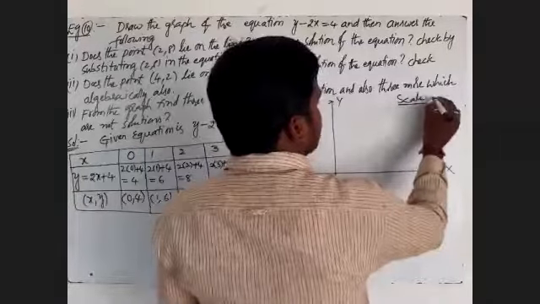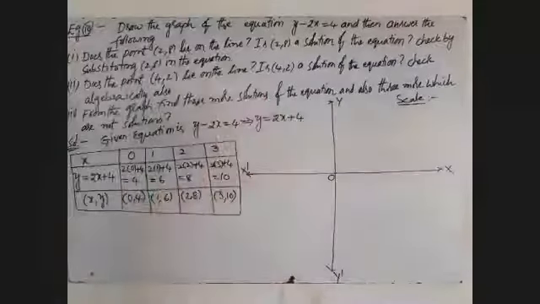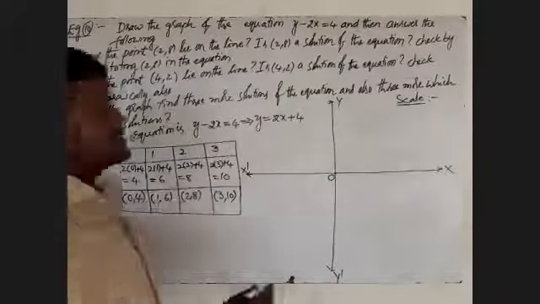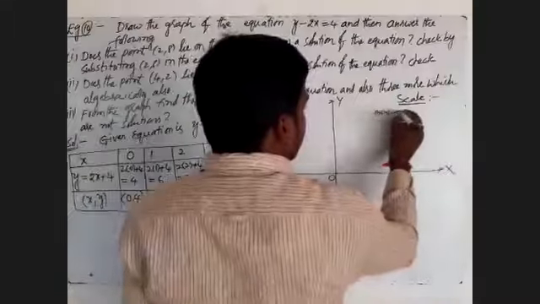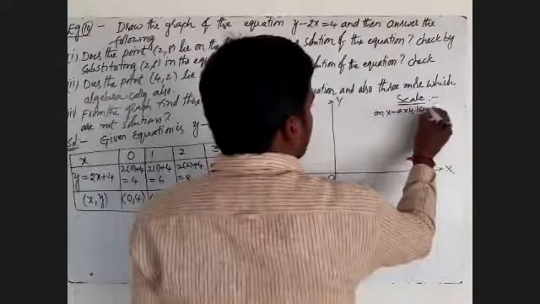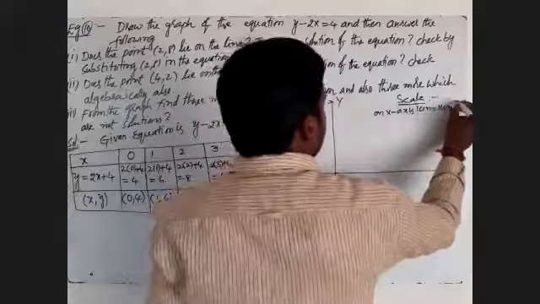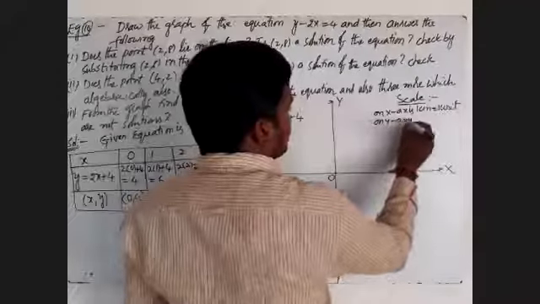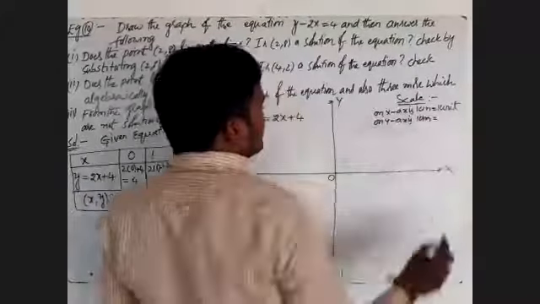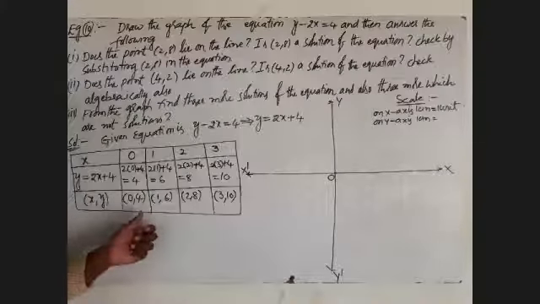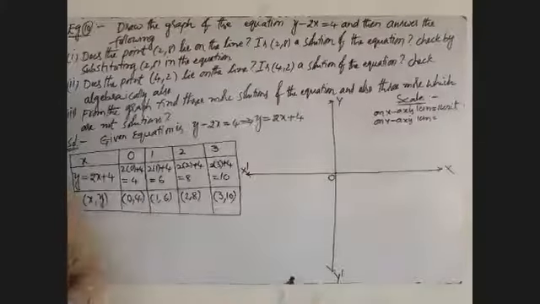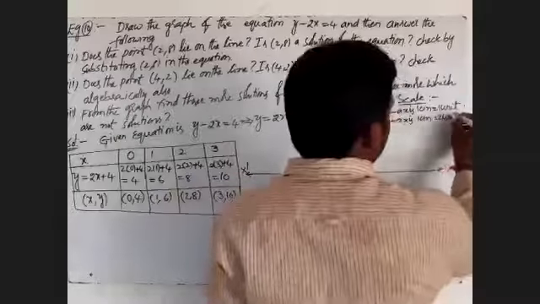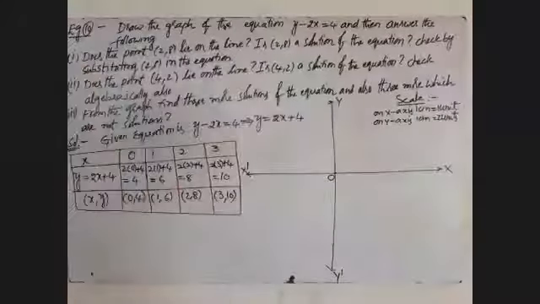How to write the scale means we will observe the x and y coordinate values. The x coordinate values are 0, 1, 2, 3, that I will write on the x-axis. On the x-axis, 1 centimeter is equal to 1 unit we will take. After that, on the y-axis, we will observe the y coordinate values. The y coordinate values are 4, 6, 8, and 10. That means all are multiples of 2, so I will take 1 centimeter is equal to 2 units.